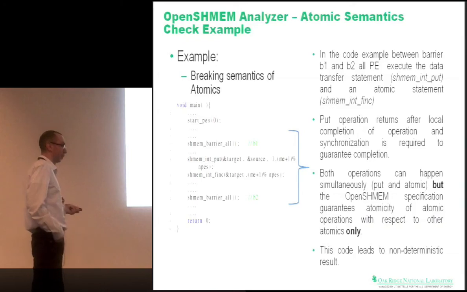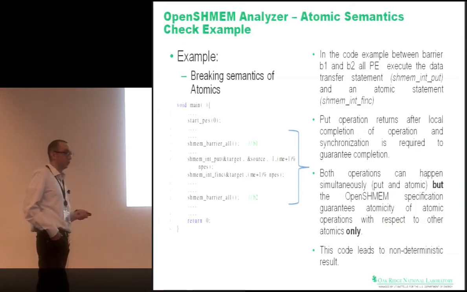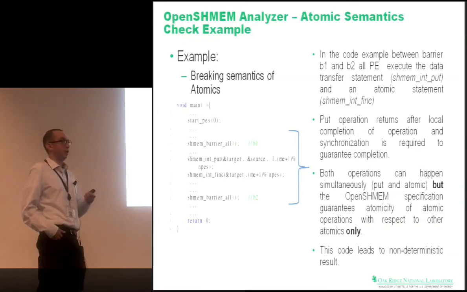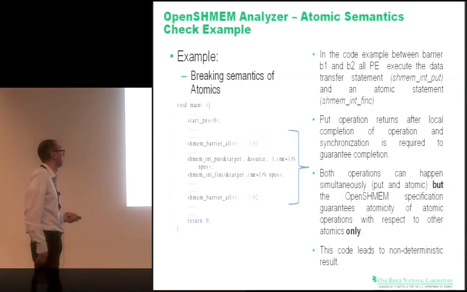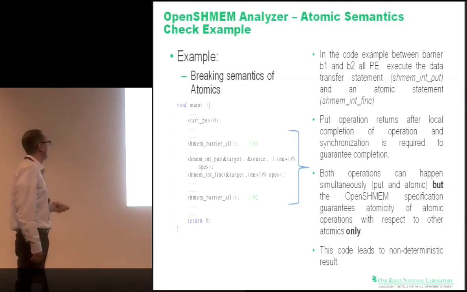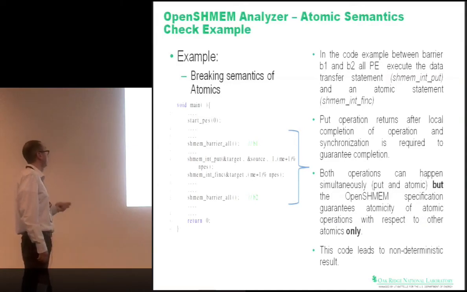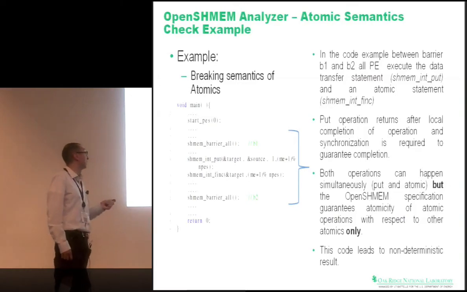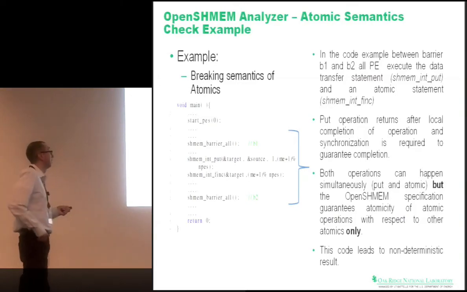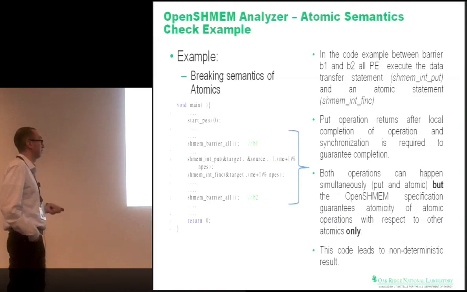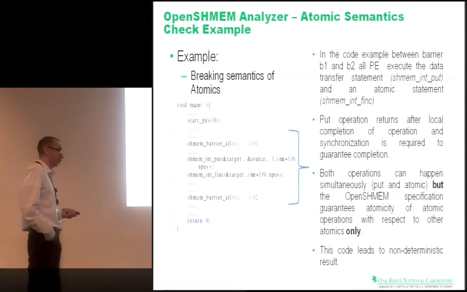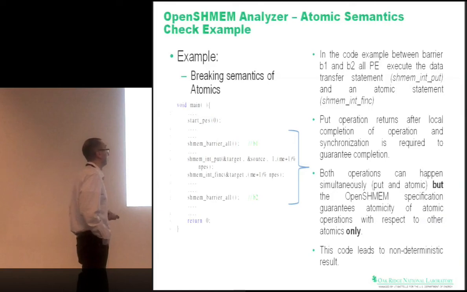One more example. Essentially, in OpenSHMEM, atomicity of an operation is guaranteed only if you use an atomic operation for a particular memory region. So we have a buggy example where the same address is accessed using a put operation and an atomic increment operation. The compiler detects this inconsistency and warns the user about this issue.